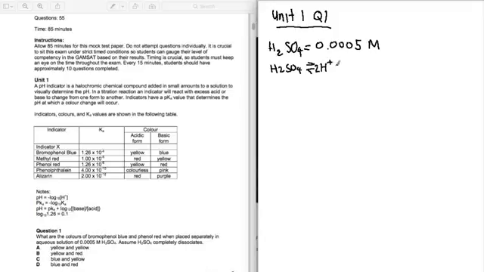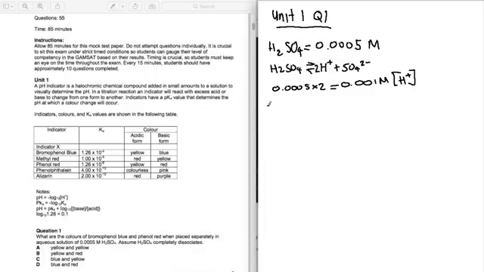Okay, so we know that when sulfuric acid dissociates, it forms 2H plus plus SO4 2 minus. So therefore, if we want to find the hydrogen ion concentration, it's going to be double the concentration of sulfuric acid. So 0.0005 times 2, which equals 0.001 molar H plus. Okay, so we've got the concentration of hydrogen ions now.